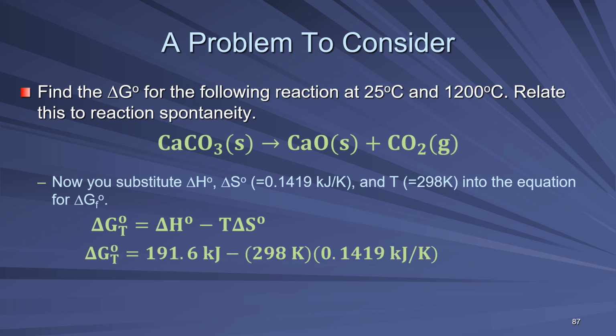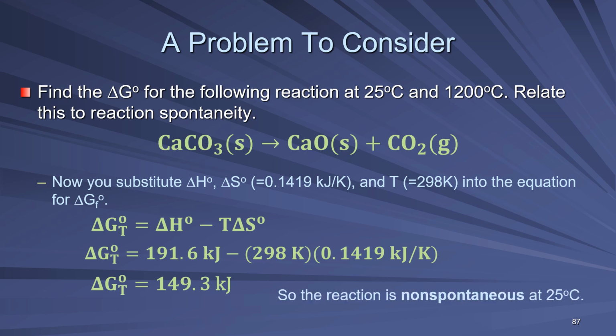So we have our delta H minus 298 times 0.1419 kilojoules per Kelvin. So the Kelvin will cancel and the kilojoules will combine. And so we have delta G at 25 degrees is 149.3. Of course, we could also look up the delta G values from the appendix, and we should get a very close value if we looked up the delta G for these three values. So this is a non-spontaneous reaction at 25 degrees because delta G is positive.